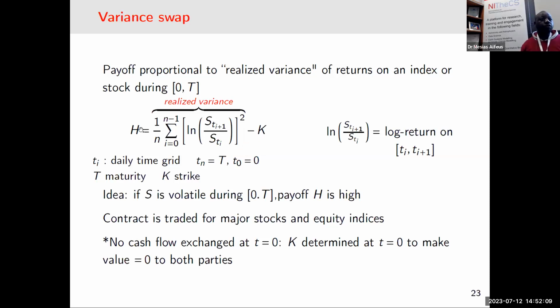Meaning the payoff becomes bigger if the asset price is too volatile. So if it is moving up and down, then you have higher payoffs. Again, this is the payoff, and this is a log return. If you square the log return and then take the average of that, it is what we call the realized variance.